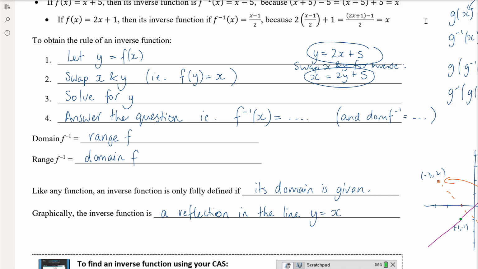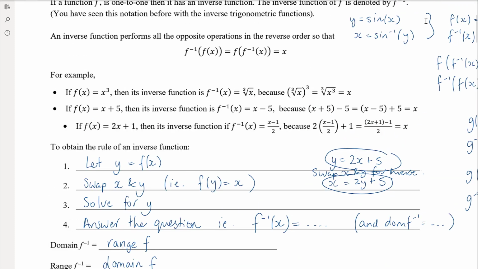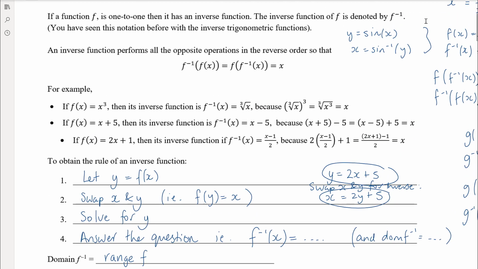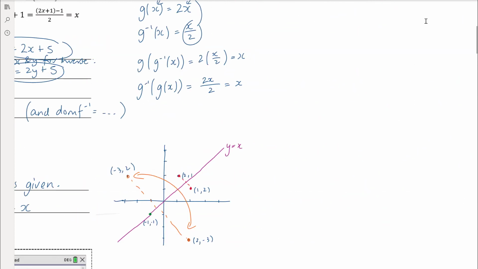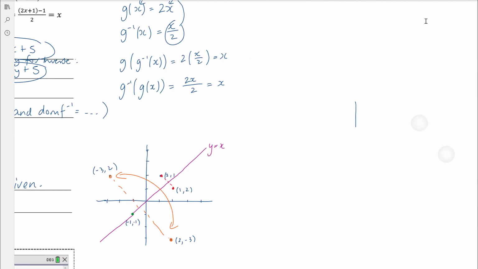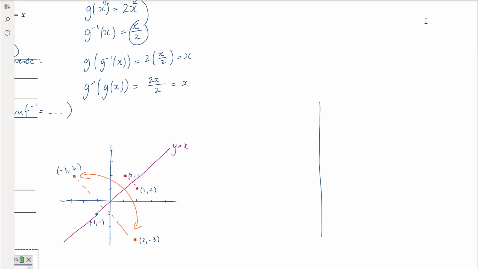Okay. Now, I want to go back to the statement that was made right at the beginning of this section, which says, if a function is one-to-one, then it has an inverse function. Okay, so let's be clear about something. Let's say, just draw over here for a second, let's say I had the parabola, y equals x squared.